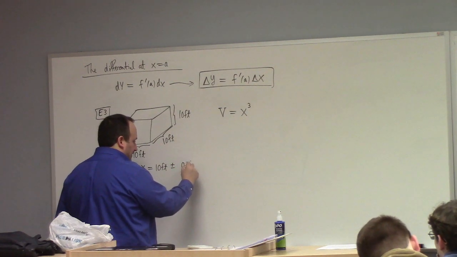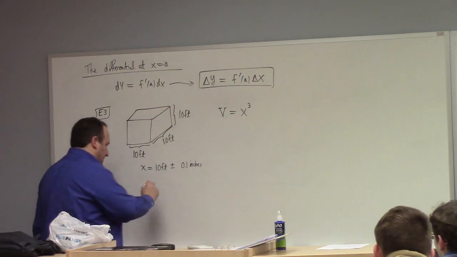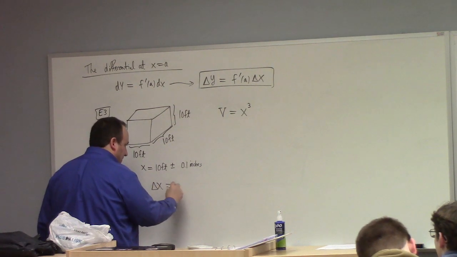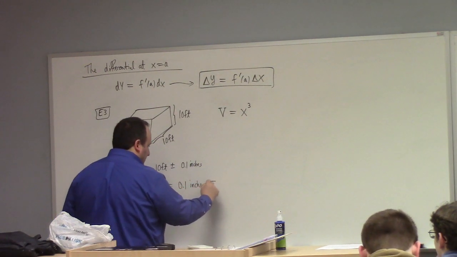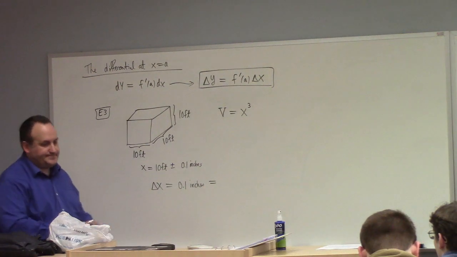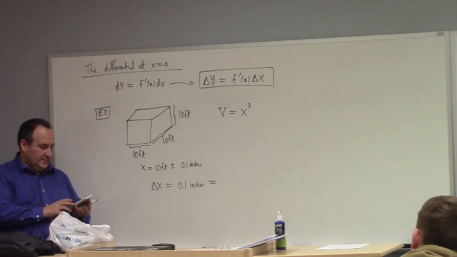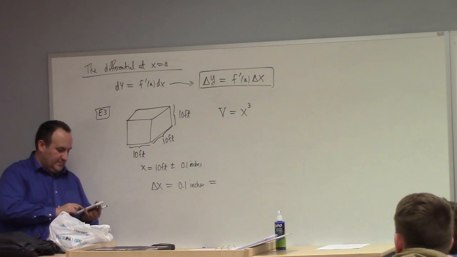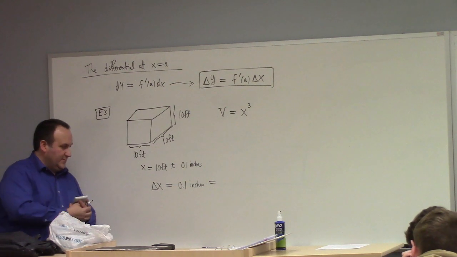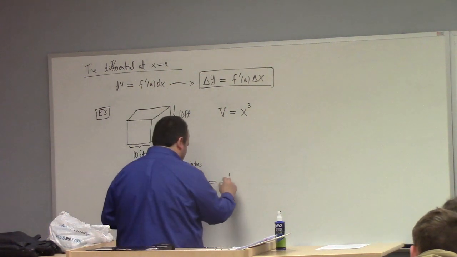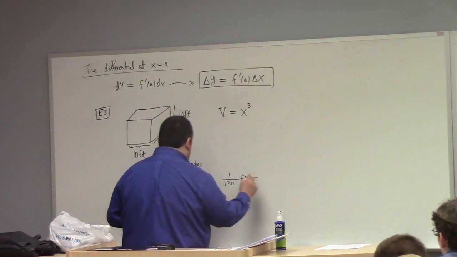Now that's annoying because you've given me something not in feet. So I need to say delta x is something like 0.1 inches. Let me convert that to feet. How do you do that? How many inches in a foot? 12. So let's see, I've got to do 0.1 divided by 12. That is 1/120th of a foot. Or let me put that in decimal form.